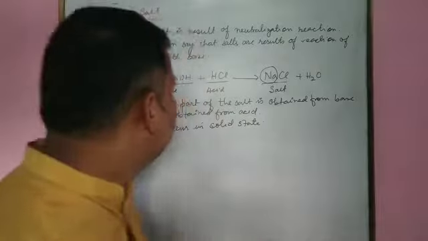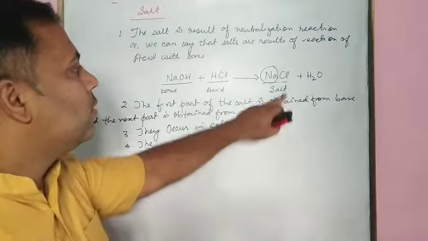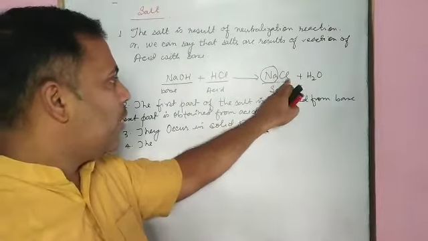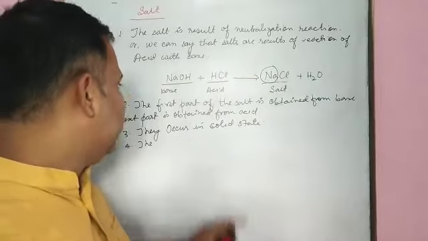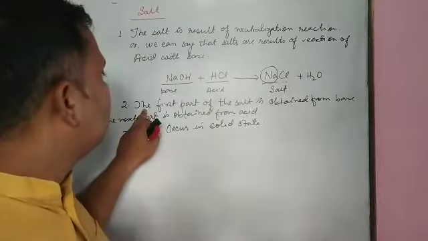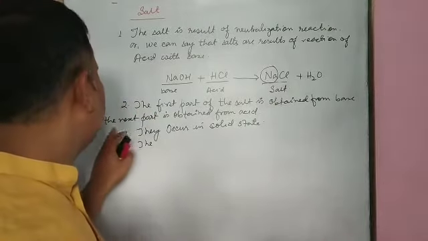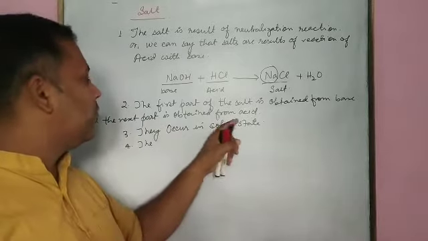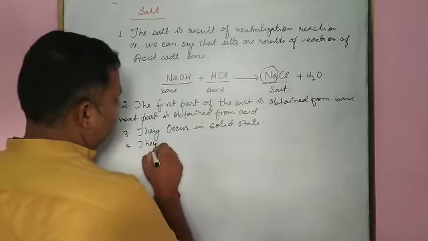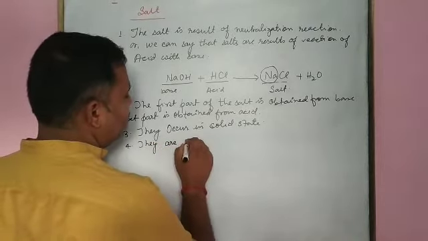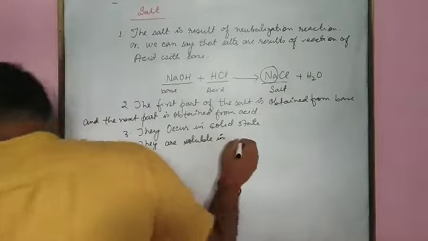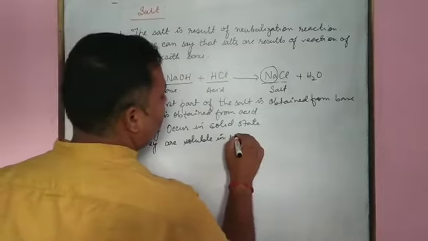As we have discussed, in the case of sodium chloride, the cation part is obtained from the base and the anion part is obtained from the acid. We have discussed the next property of the salts, that the first part of the salt is obtained from the base and the next part is obtained from the acid. They occur in solid state. They are soluble in water.